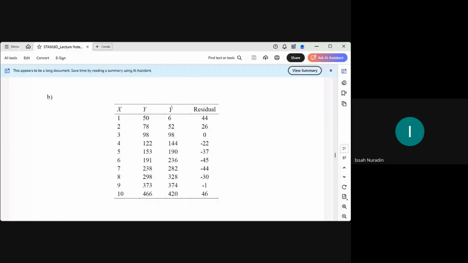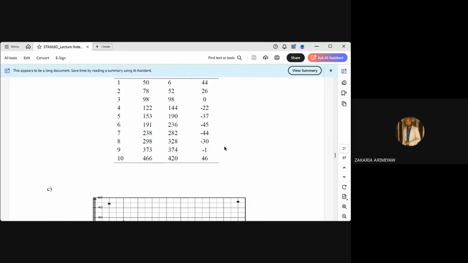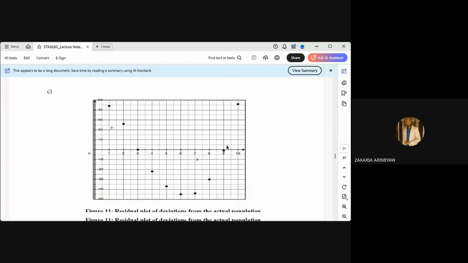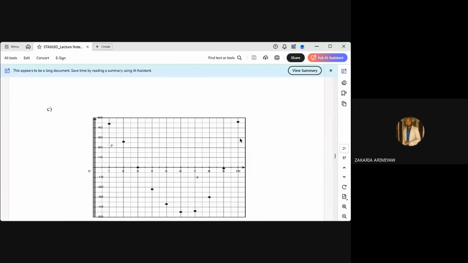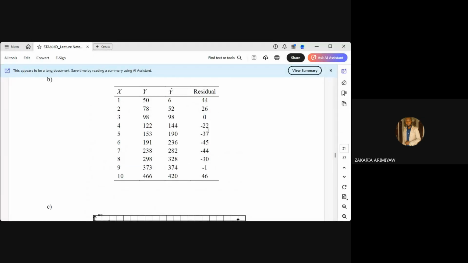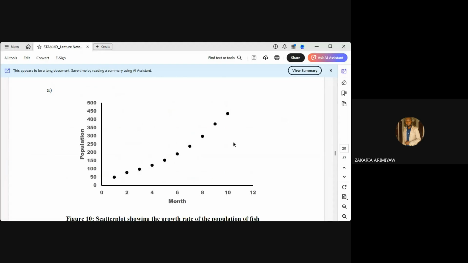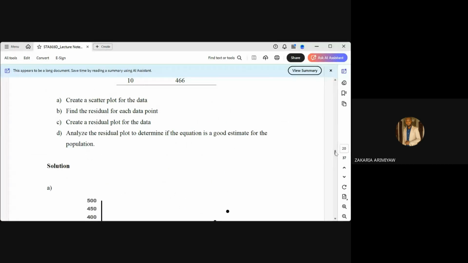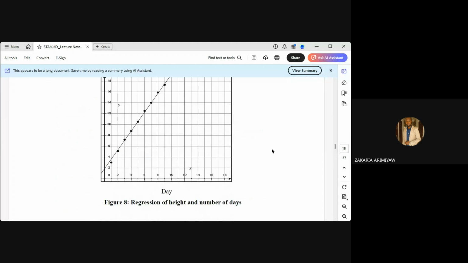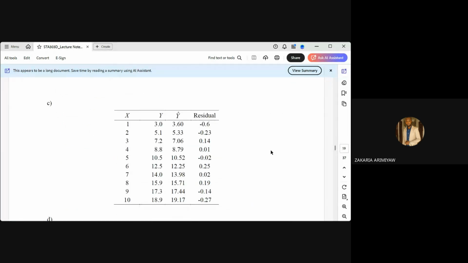So we are not on this example. Come again. We are not on this example. Listen to the sound. As I talk, I'm scrolling. So I'm just showing you the residuals that we have calculated. I think that these are the residuals. This is the problem we are looking at.